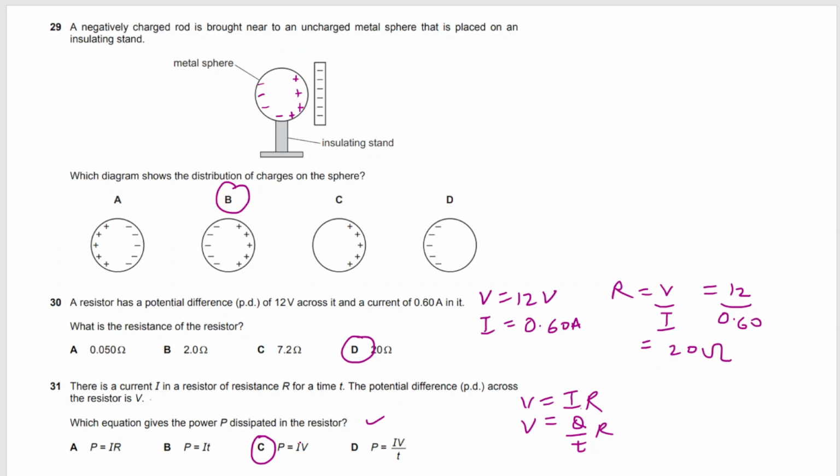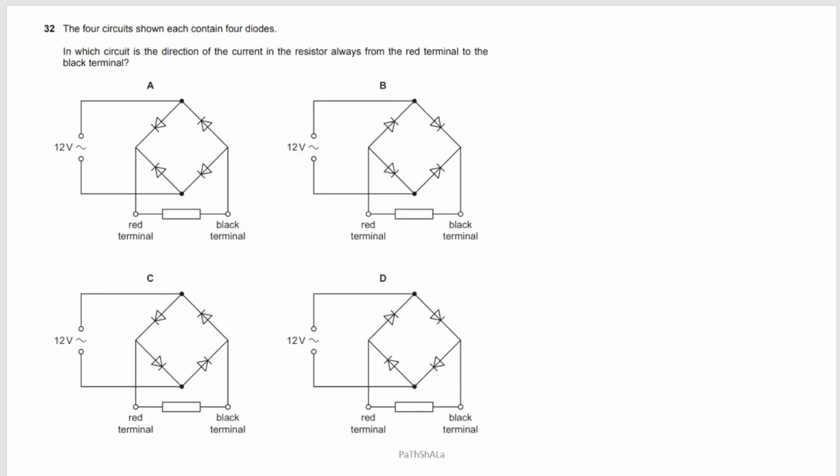Moving on to next. The four circuits shown each contain four diodes. We know that if the positive is connected to the positive side of the diode, the current will flow, otherwise not. So we have been asked in which circuit is the direction of the current in the resistor always from red to black. So we have to see in which case the current flows from red to black terminal. Question number 32. Okay, if we talk about option A, current will start flowing.